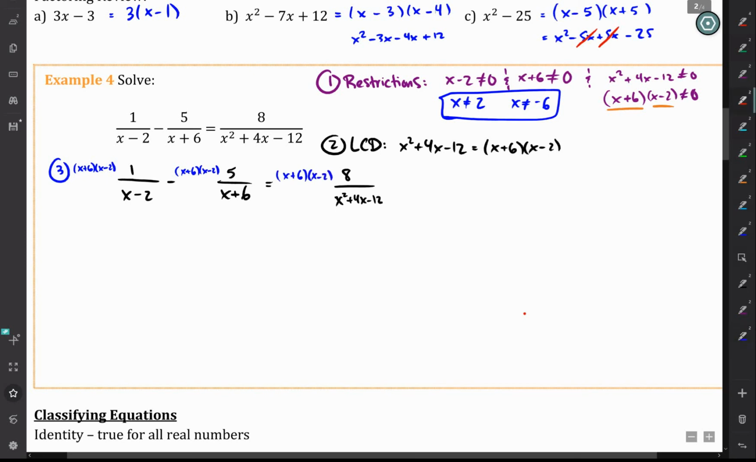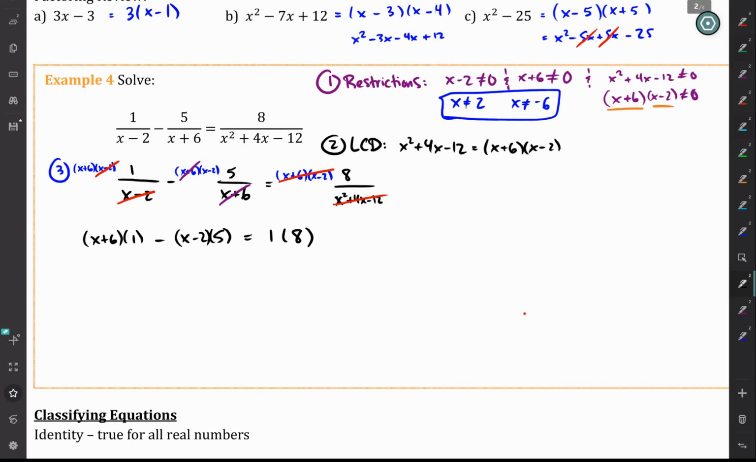And now the x minus 2 over the x minus 2 cancels, and I'm left with x plus 6 times 1 minus, and in the second expression, the x plus 6 over the x plus 6 cancel, and I'm left with x minus 2 times 5. And then in the third expression, the x plus 6 times x minus 2 is equal to x squared plus 4x minus 12. So those things cancel. I'm just left with 1 times 8. Okay, and if you have any questions on that step, you can ask me in class how I did it, or in office hours, or go to tutoring.